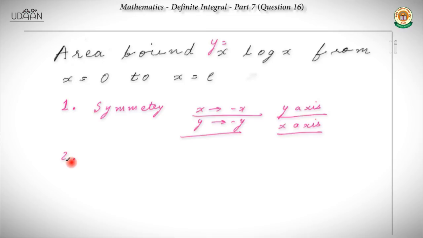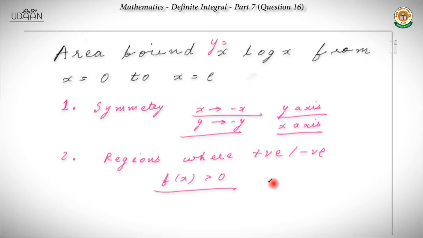After checking symmetry, we are going to check for regions where the graph is positive or negative. Suppose we set the function f(x) greater than 0 to test for what values of x it is positive, and f(x) less than 0 to test for what values of x it is negative.